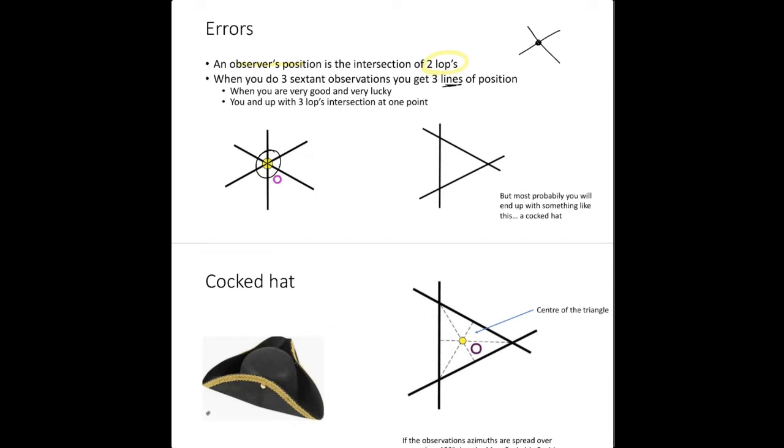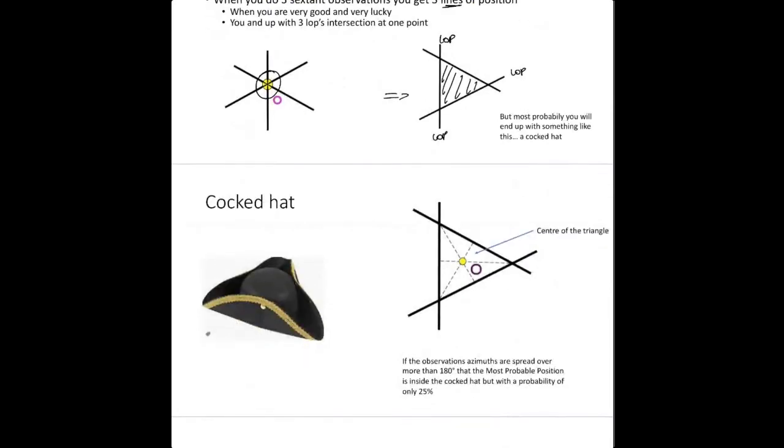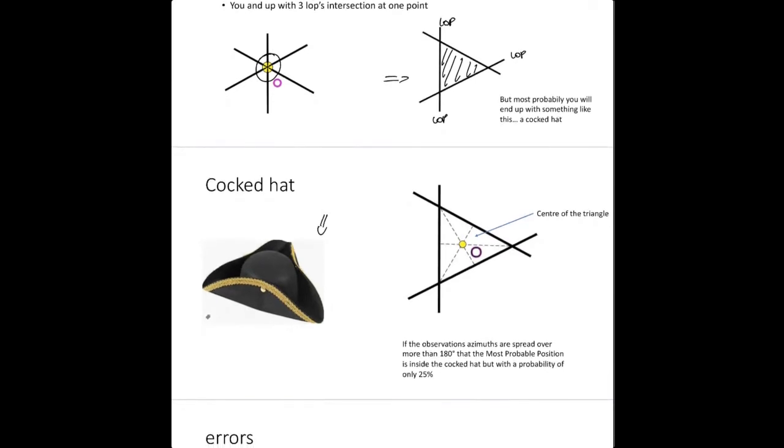Okay, but unfortunately, most probably, you will end up with something that looks more like this, which we call a cocked hat. We have here 3 lines of position forming a triangle. So now we need to determine where we are somewhere in this triangle. They call this triangle a cocked hat, similar to the hat that you see there. When the observation azimuths are spread over more than 180 degrees, the most probable position would be inside the cocked hat. But depending on the errors we make, we only have a probability of 25% that we will be exactly on this spot somewhere in the triangle.